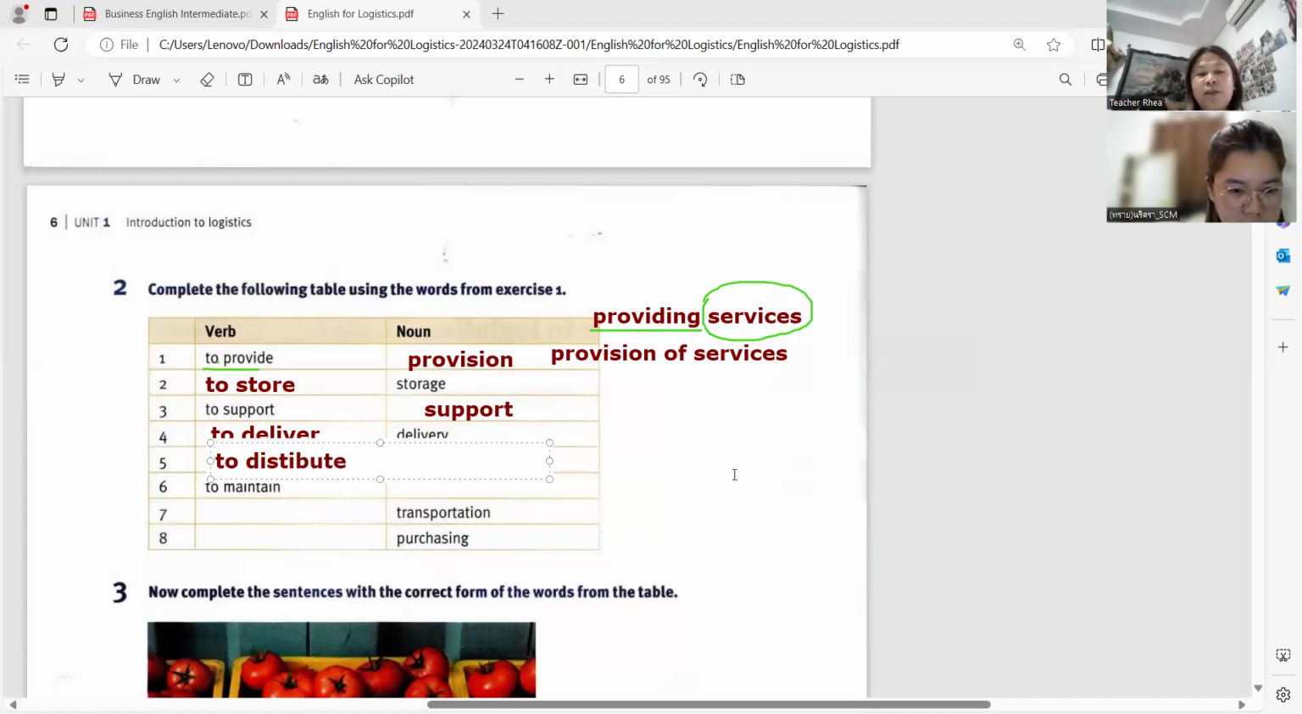What does it mean when we say to distribute? To distribute the goods to another destination, like to give, to send. To send it to the other destination. To maintain, what's the noun? Maintenance. Yes, maintenance.